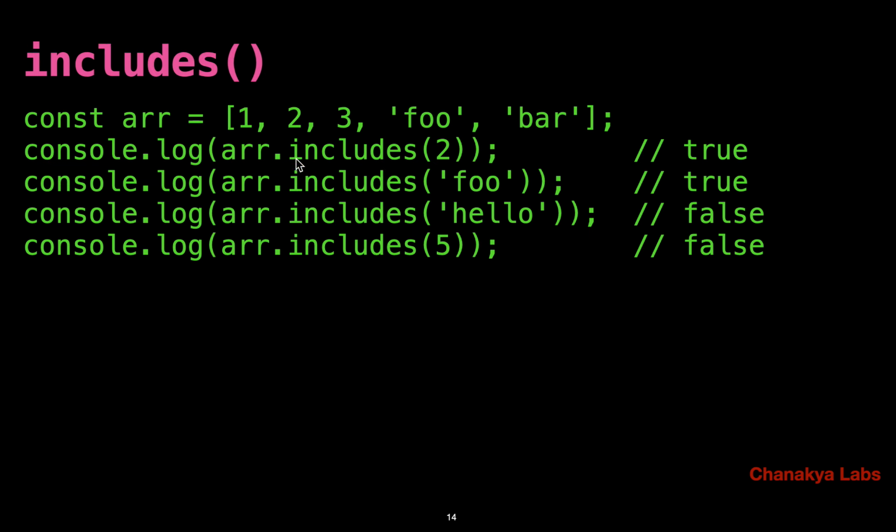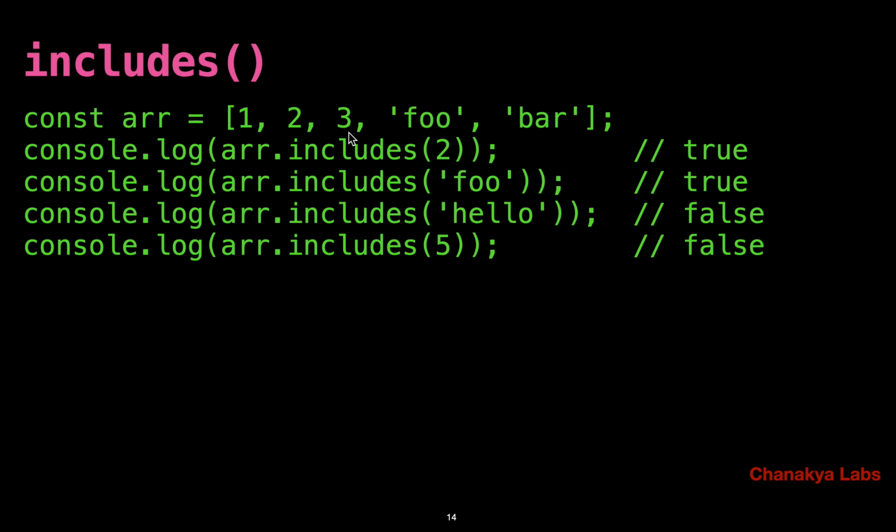Includes will check whether a particular value is there inside the array or not. It can be at one place or multiple places, it doesn't matter, only whether it exists there or not. So array.includes 2: is 2 there anywhere in this array? Then it will return true, yes, because 2 is there. Foo, is it there somewhere in this array? Yes, it is there. Hello, no, hello is not there, that's why it will return false. 5, no, 5 is not there, so it will return false.